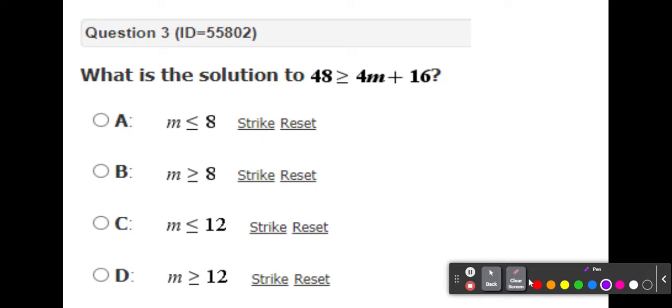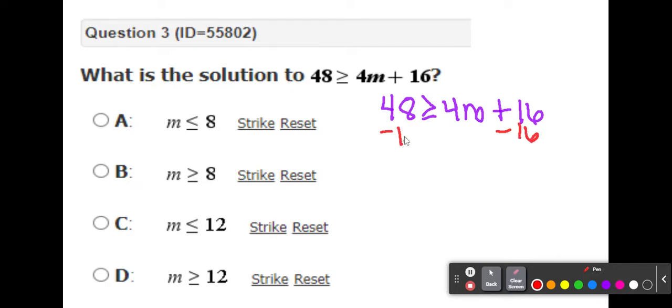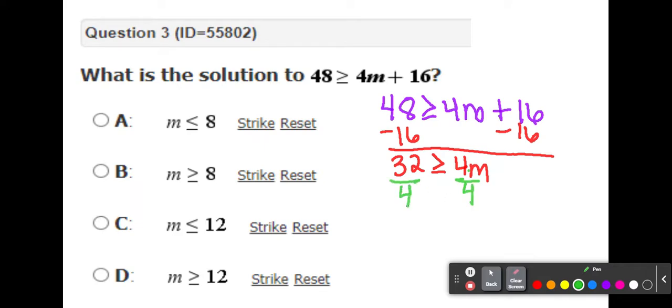Okay, so this time we got to get rid of this 16 first. So the opposite of plus 16, and remember you're going in reverse order of operations to solve this, so we got to get rid of addition and subtraction first. So I'm going to subtract 16 on both sides to get 32. And then I got to get rid of this 4. And right now it's being multiplied by m, so I'm going to do the opposite and divide both sides by 4. And that's going to give me 8 is greater than or equal to m.